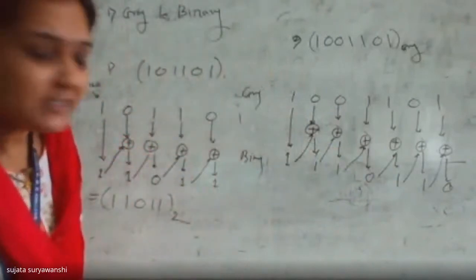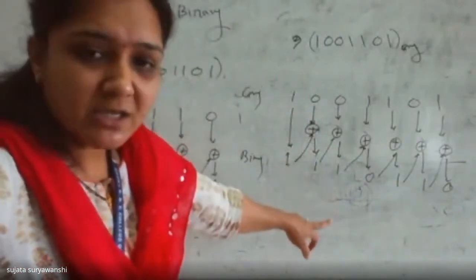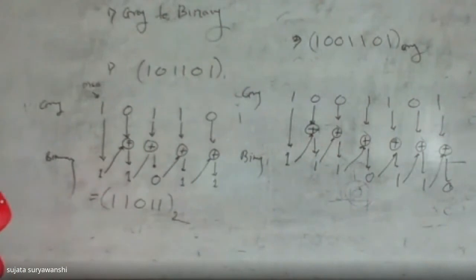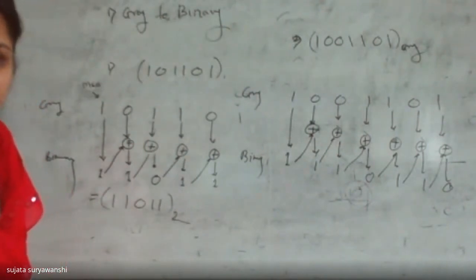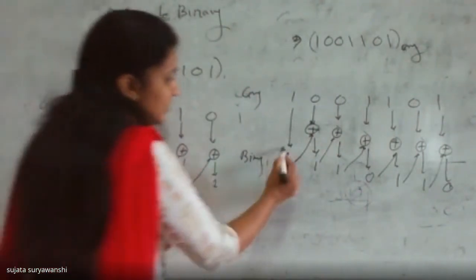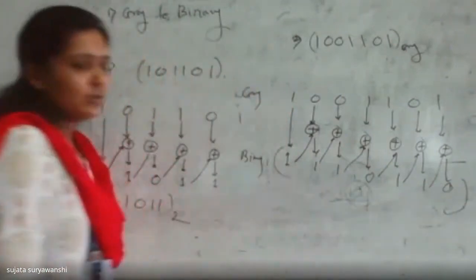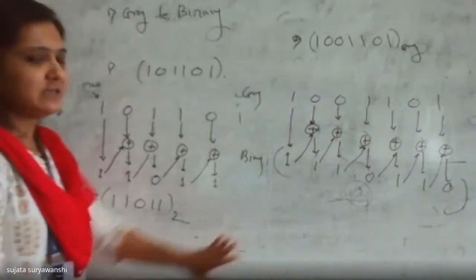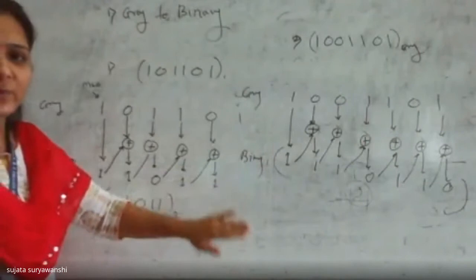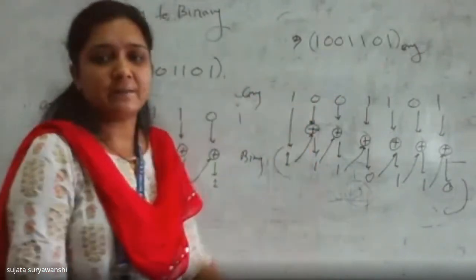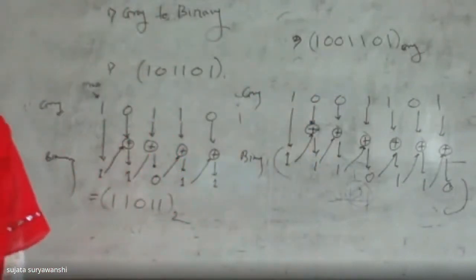So your right answer is 11101110. Understood everyone? Yes, Bhavna, very good. 11101110 is the right answer. It is the equivalent binary of the given gray number. Everyone understood this?